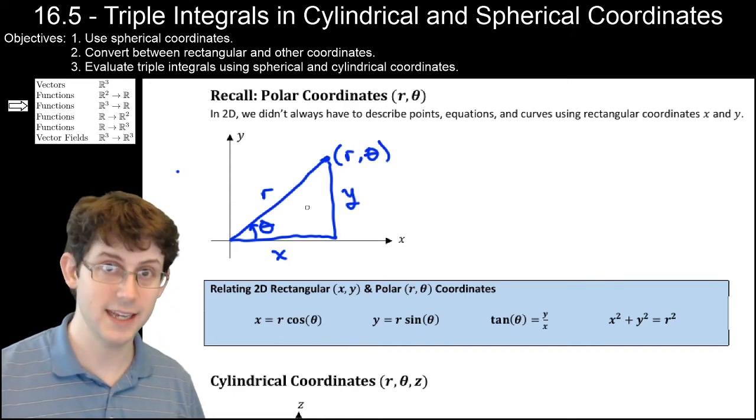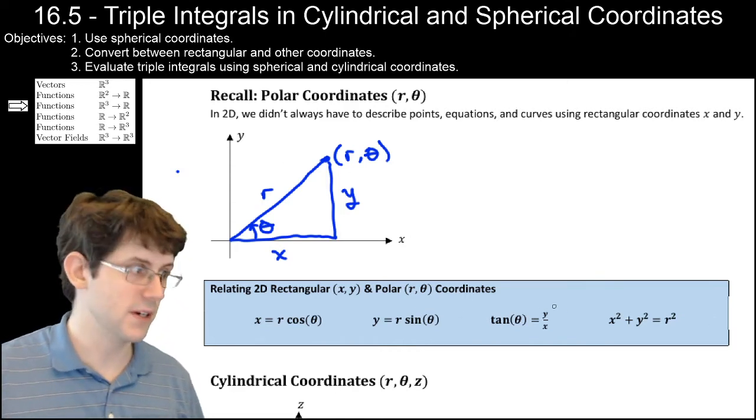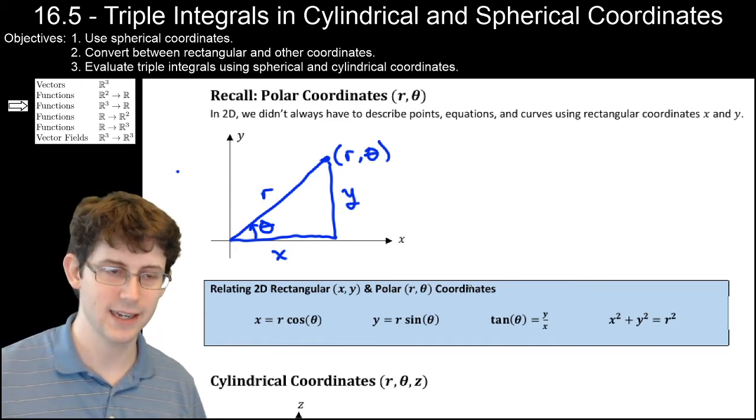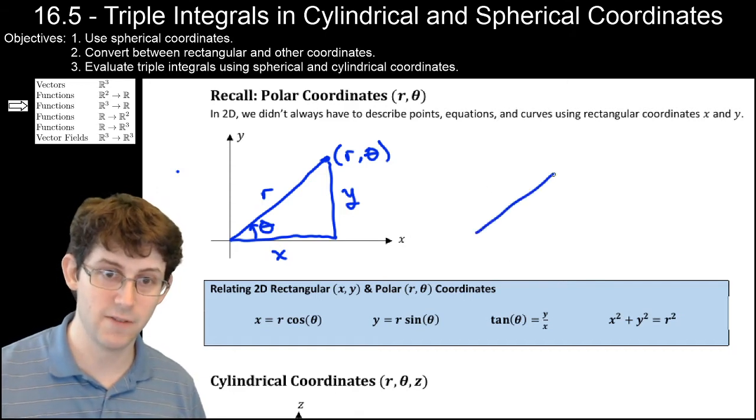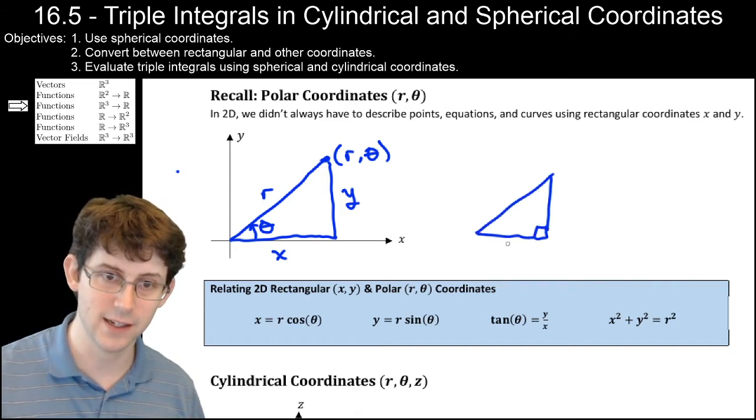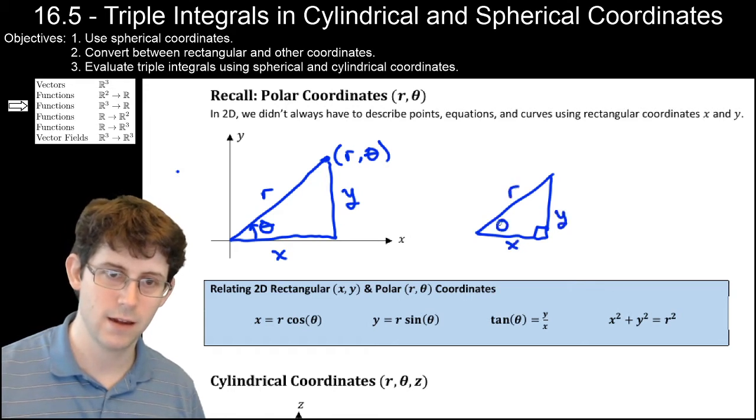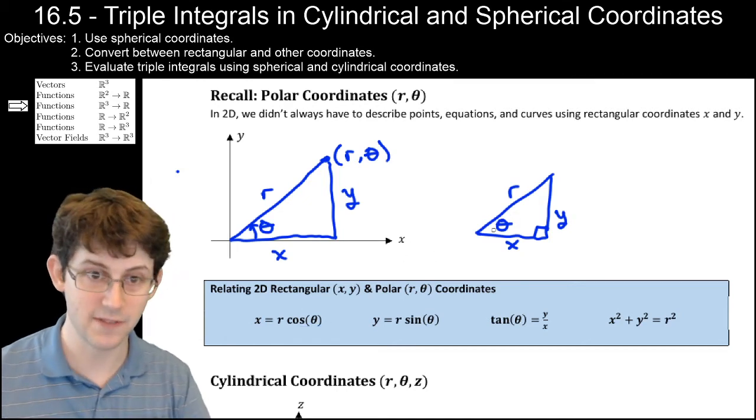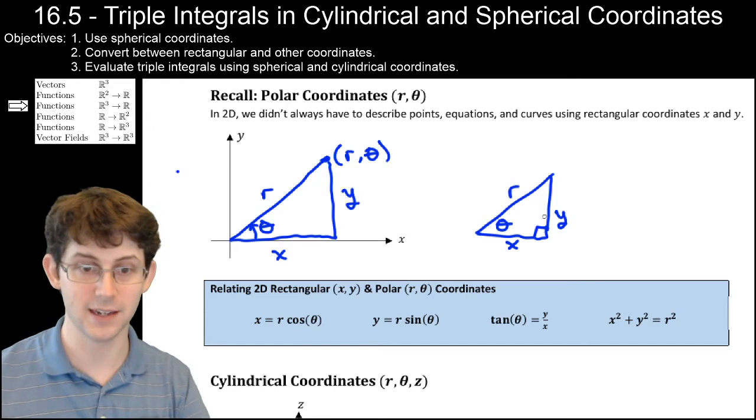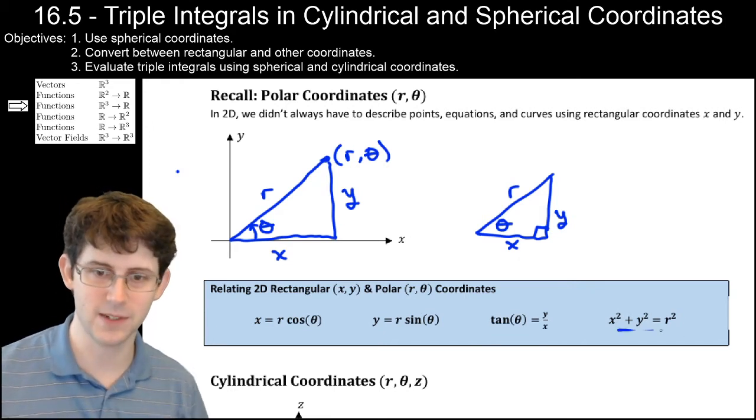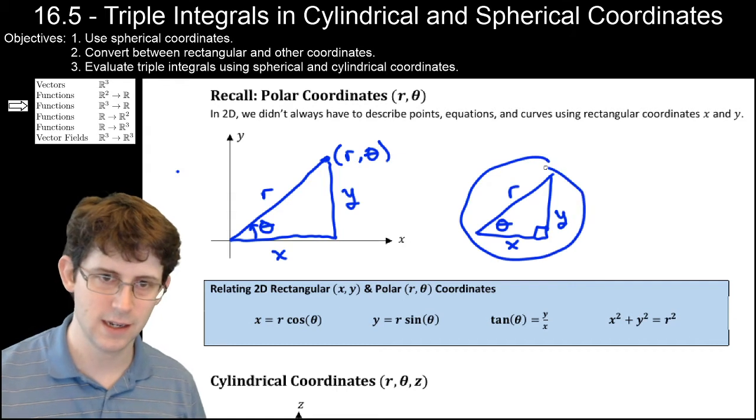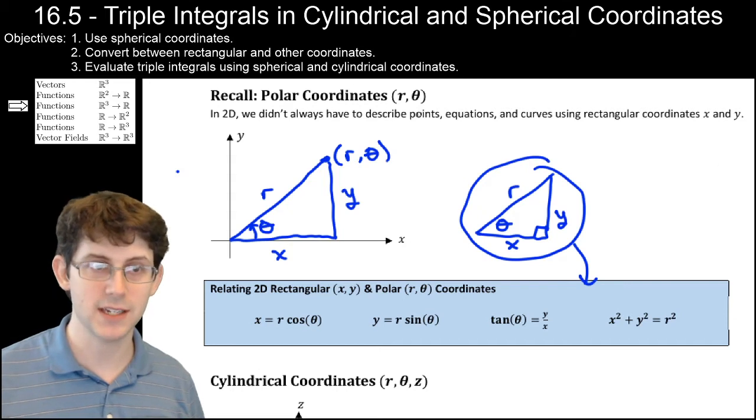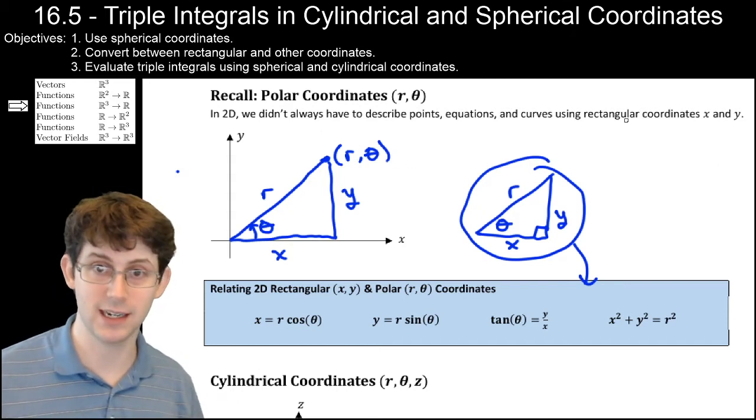This triangle contains all of these formulas. If you're going to make a reference sheet for yourself, you could write down this box, but this box is just a list of all the facts about this triangle. Cosine of theta is x over r. Sine of theta is y over r. Tangent of theta is y over x. The Pythagorean theorem is right here. So this picture is this box. Up to you.